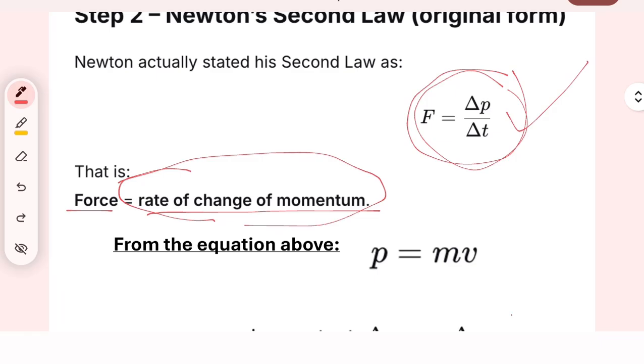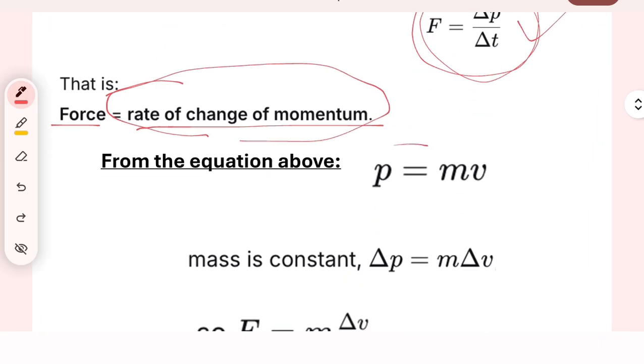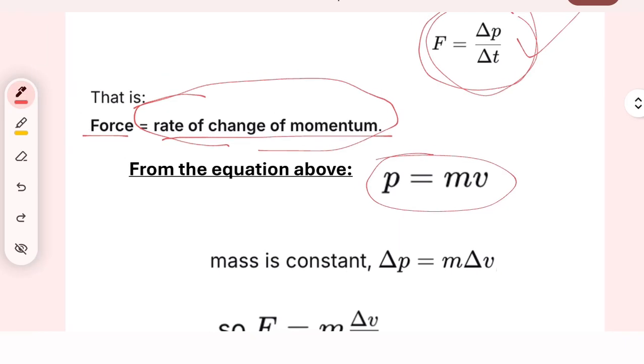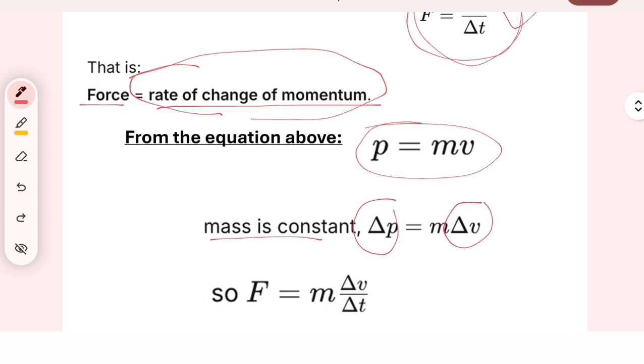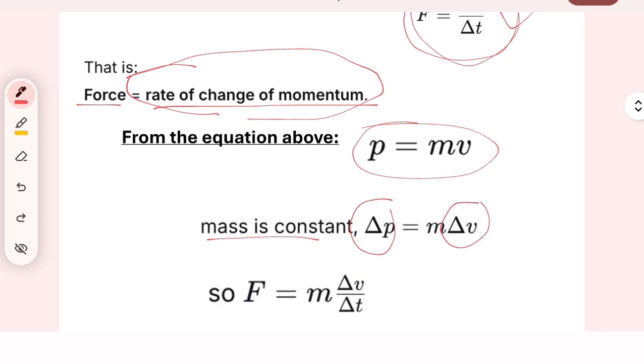From the equation above, we also know, from the previous page, that the momentum is equal to mass times the velocity. So if the mass is constant, the delta p is equal to mass times delta v. The change of p would be equal to the constant mass and, of course, the change of velocity.